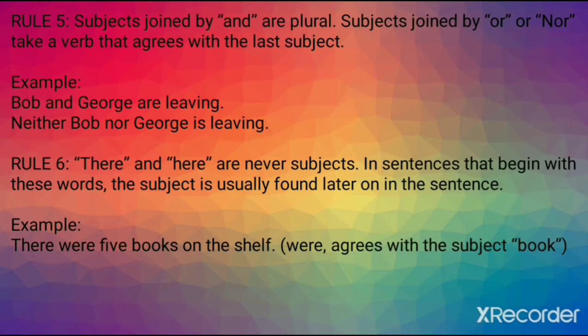In this sentence, there is not the subject. It cannot be a subject. So we are speaking about books. So the word books is the subject, not there. So the verb were is used. That is a plural verb and a plural subject.